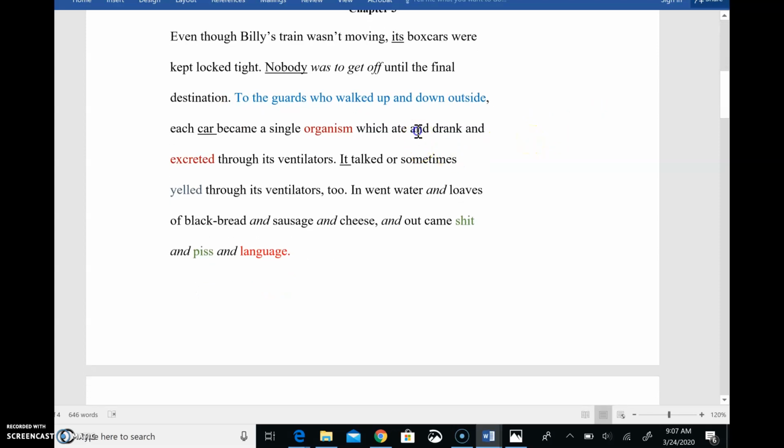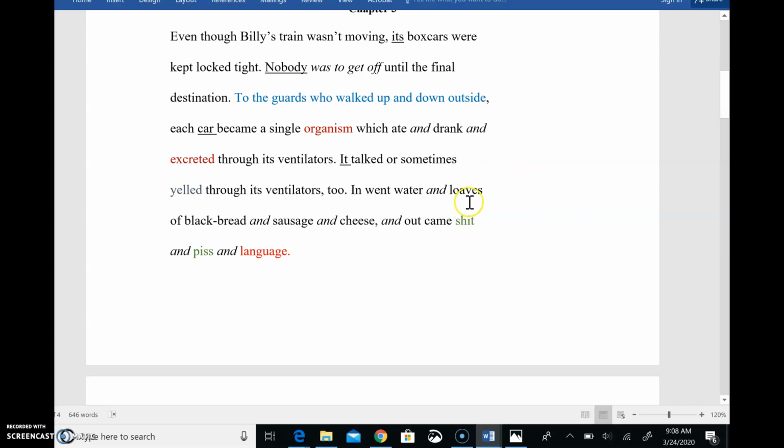All right. You may have also noticed there is a real sort of redundancy in his sentences. I used that word and it confused somebody. It's repetitive for very little reason; grammatically, you don't need to write like this, especially down here. "In went water and loaves of black bread and sausage and cheese, and out came shit and piss and language." Why so many ands? If you wrote like this, you would lose points, unless you were writing fiction. Okay. Any idea? What is the effect of doing this by putting all these ands?